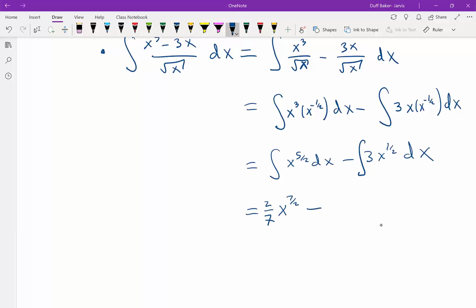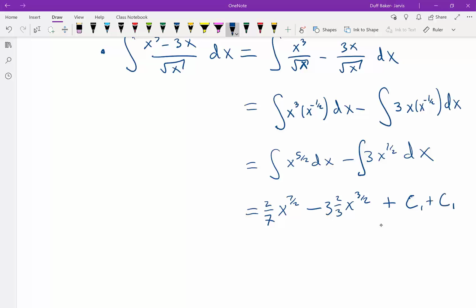Minus, now this one would go up to what, 3/2 times 2/3. Then we have the extra 3 out front. And you may be worried that you get a plus c from each of these integrals. And that's sort of true. You could think of there being a c1 plus a c2, one from each integral.